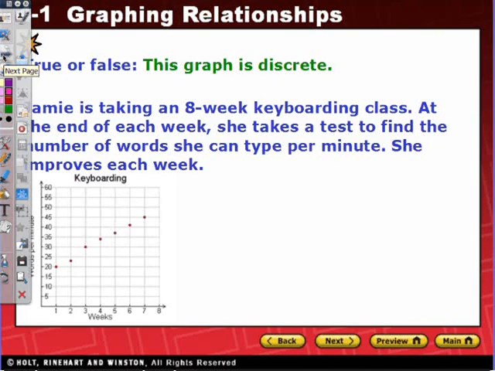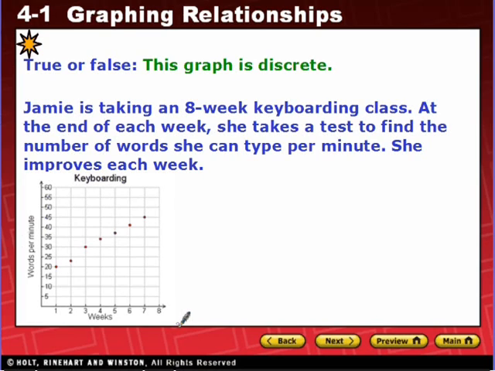Another true-false. This graph is discrete. Okay, this is about Jamie and her keyboarding class. We're looking at how many words she can type per minute. And once again, we have dots on the line. She only types a certain number of words per minute. This is true. This is a discrete graph.